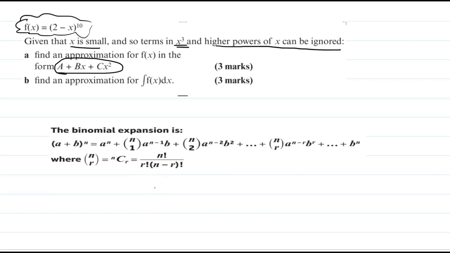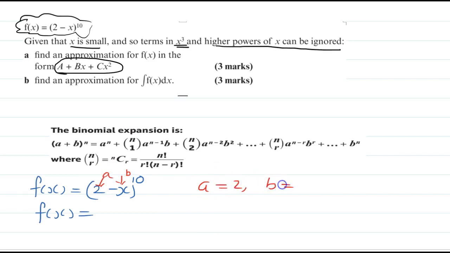So our question is here f(x) equal to (2 - x)^10. Now once we apply this binomial expansion, then you will get f(x) equal to a, which is here 2. So this is our a and this is our b. So basically a is 2 and b is minus x, right? So this we can put here.